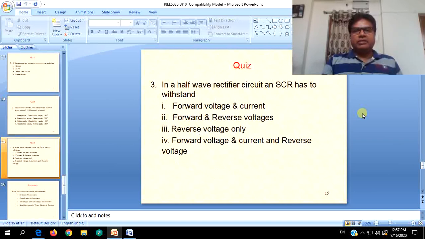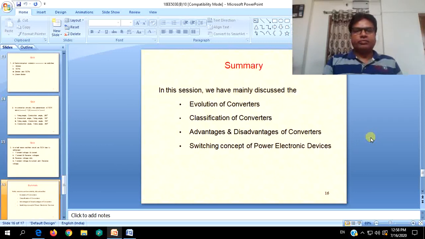In a half wave rectifier circuit, an SCR has to withstand, just as we have discussed, forward voltage and forward current and also reverse voltage. It is a two quadrant, or 1 and 2 quadrant, operation. It has to withstand forward voltage, forward current and reverse voltage.